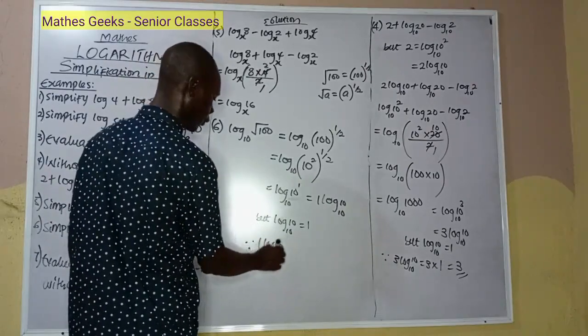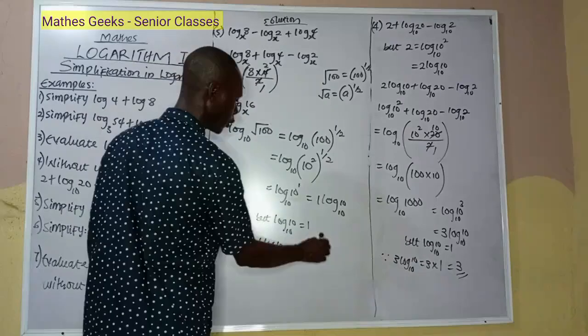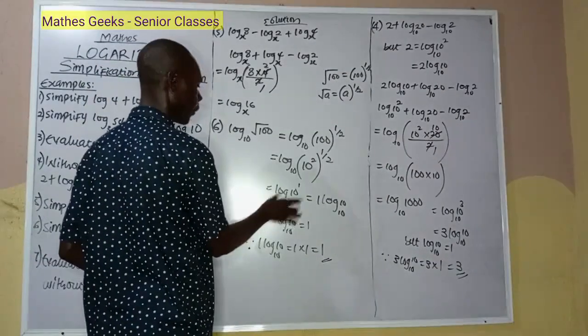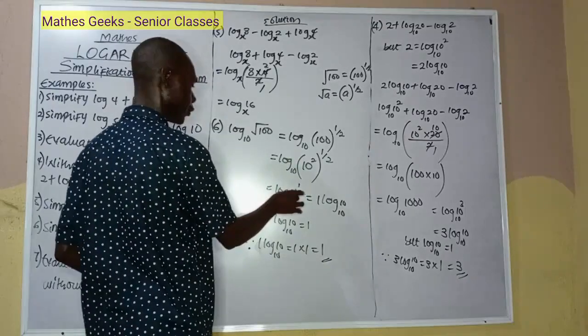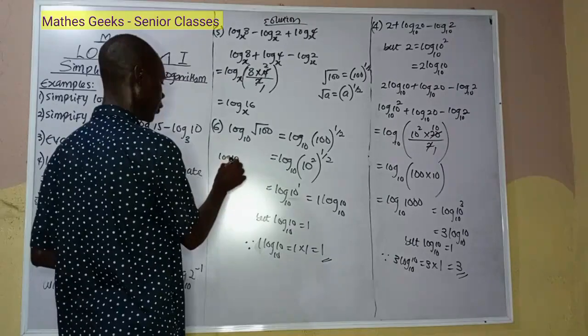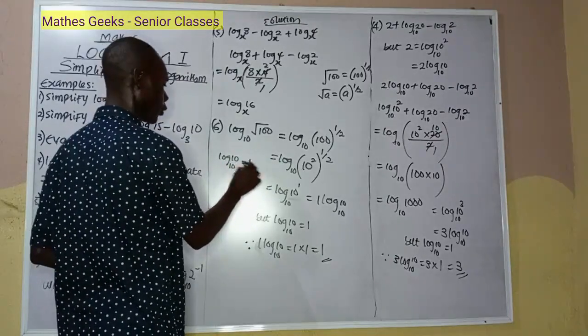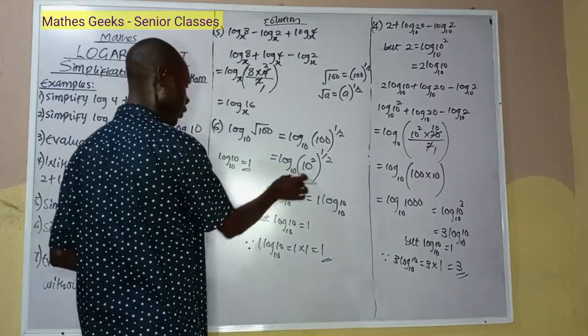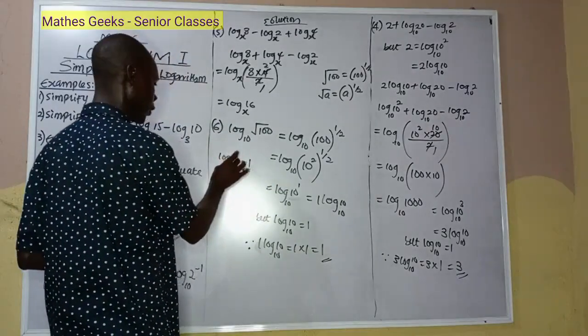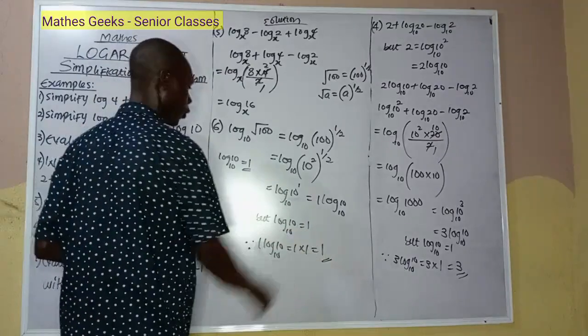So log 10 to the base 10 is equal to 1 times 1, that's equal to 1. Or from here, we already know that 10 raised to 1 is 10, so we just say logarithm of 10 to the base 10, that's equal to 1. So instead of bringing this 1 here, since 1 times anything is still going to be 1, and then log 10 to the base 10 is 1, so we get 1 as a final answer.